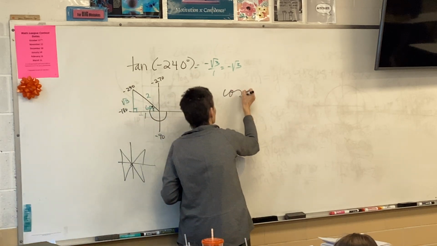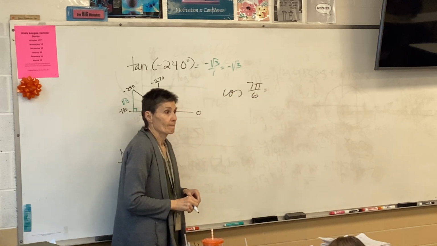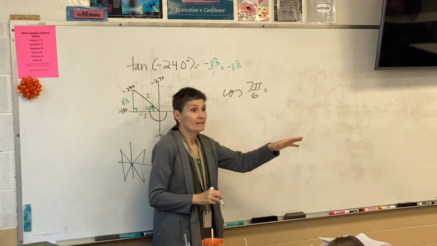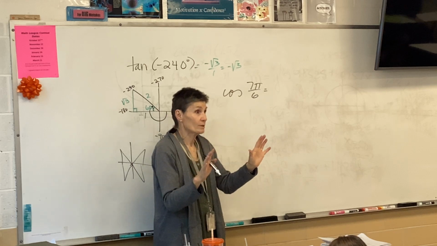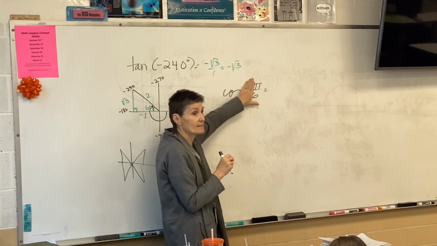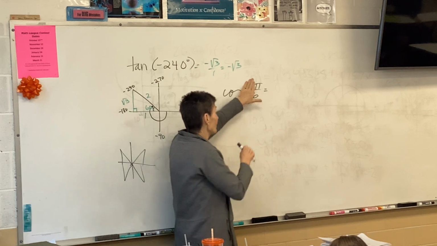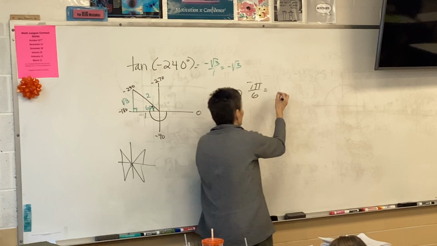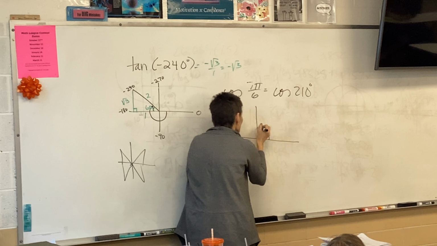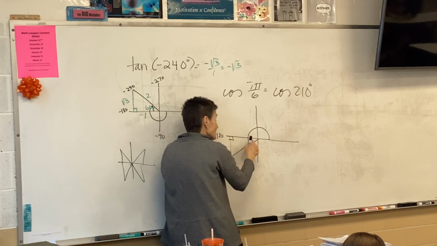Cosine 7 pi over 6. Okay, so listen to Elijah. He says, I don't know what's happening here. It's going to be a 30-degree angle. How does he know it's going to be a 30-degree angle? Because pi over 6 is 180 over 6, which is 30. Now, it isn't 30, it's 7 times 30, which is 210. But Elijah, when I draw 210, this is 180, this is 210. How big's that angle right there?